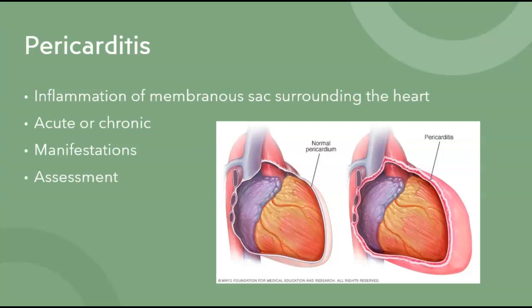For your assessment, you'll have subjective and objective. Subjective, they'll probably complain of muscle aches, fatigue, and dyspnea. They might also complain of anxiety, anticipation of danger or uneasiness. Objective, so what you see, they'll have substernal chest pain. It might radiate to the neck.